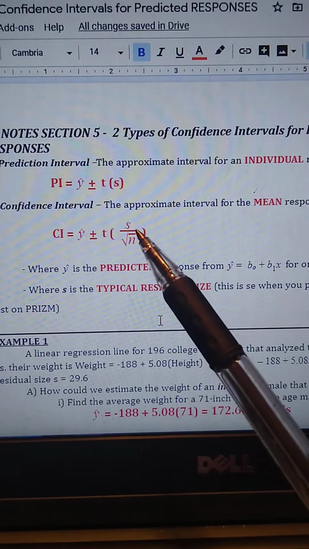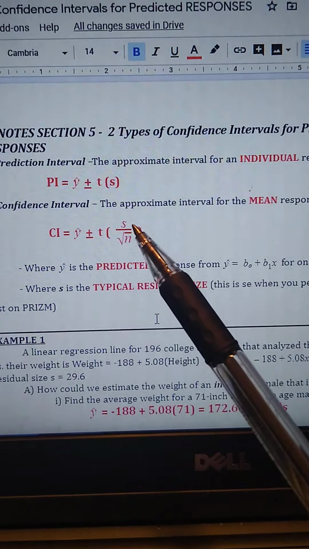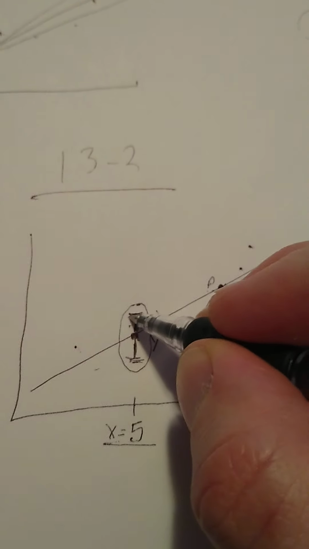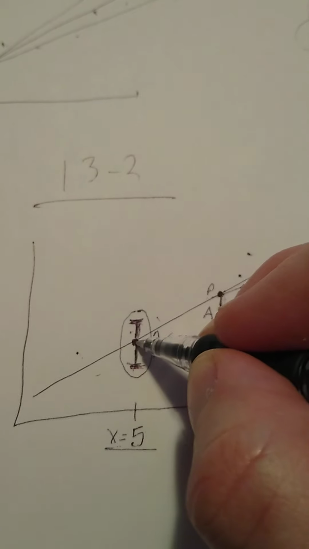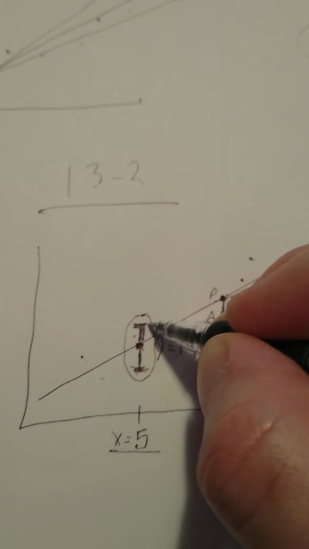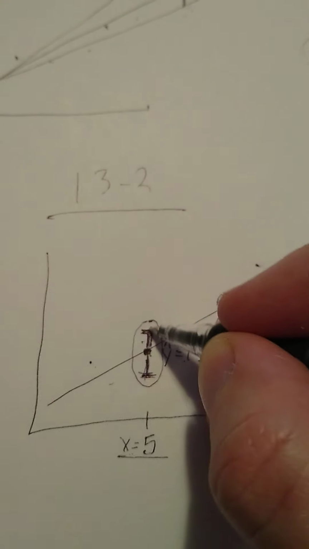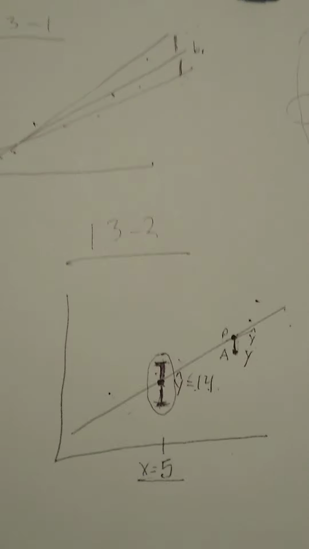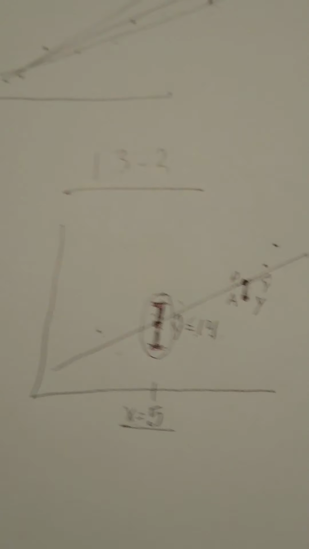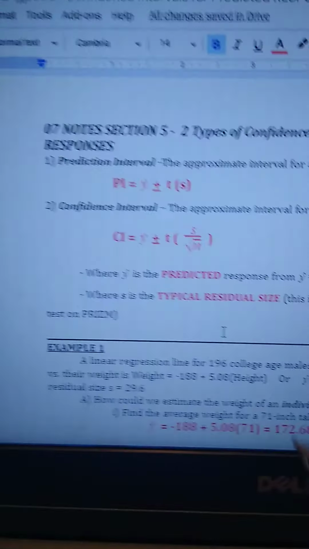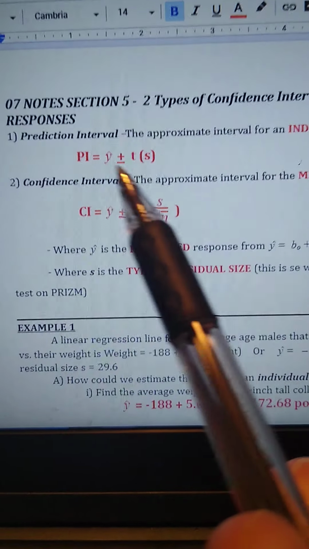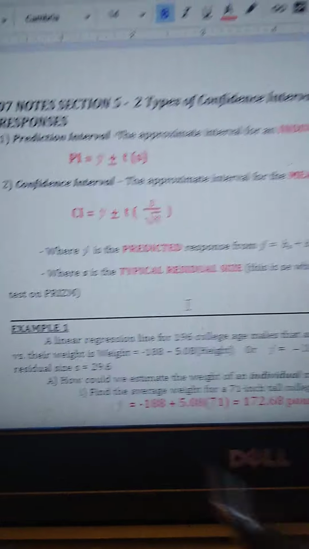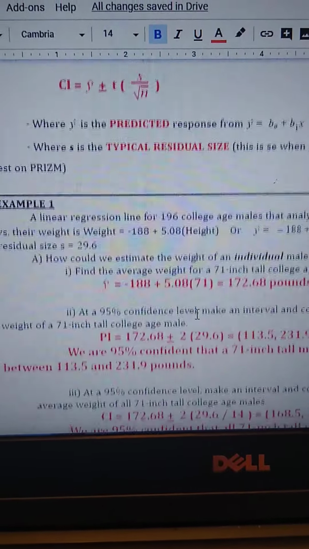Here is the typical residual size, which makes sense, because if we're tracking how far away we could be off by, so here's my predicted response, I could be this high or this low below that. Talking about the typical residual size, how far away do we expect to be? Typically, how far away should these points be off by? So that typical residual size is going to be our spread. y hat is going to be our center or point estimate, because that's the point that's on the line in the center of the data.